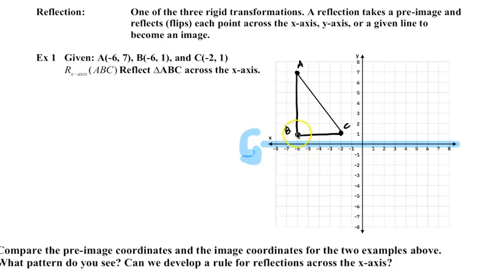So all we're going to do is we'll go the same distance away. So we want to reflect it down. So this is 1 away, 1 up from -6. So we're going to go 1 down from -6. That'll be my new B.